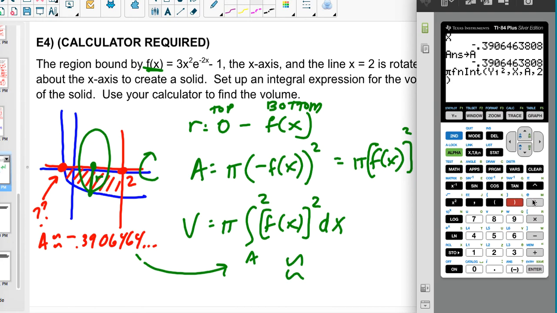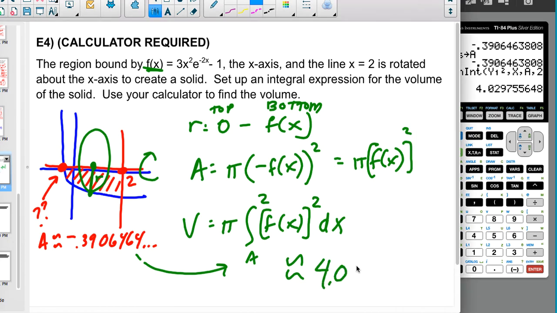Now, notice I don't need parentheses around the y1 quantity squared because y1 is automatically the entire y1. If I were doing something like y1 minus y2 quantity squared, then I would need parentheses. And so I get that this is a 4.029 or 30, depending on if you round or truncate, right?